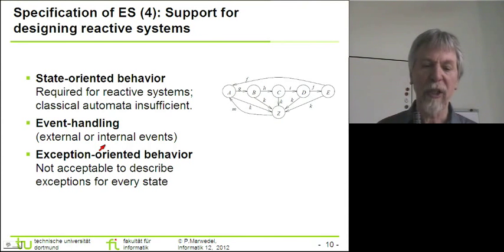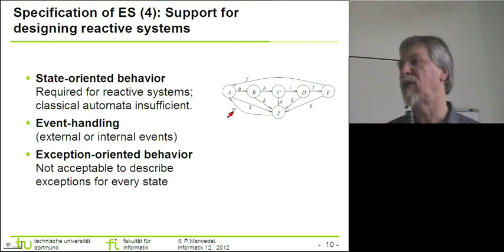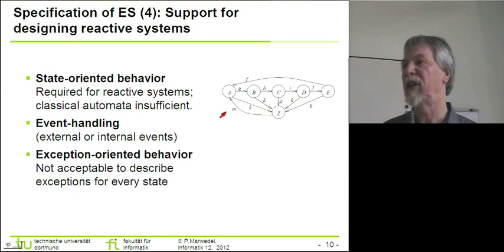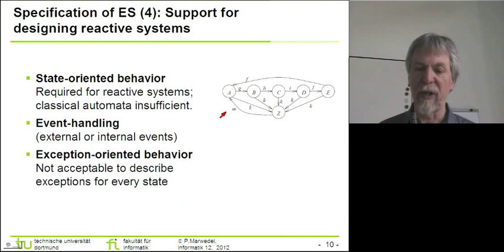Also, we require some event handling. Events can be internal or external events. These labels M and K denote events which can be generated either in the information processing part, or they could also be generated in the physical environment. We do not really need to distinguish in our models very strictly between these two.